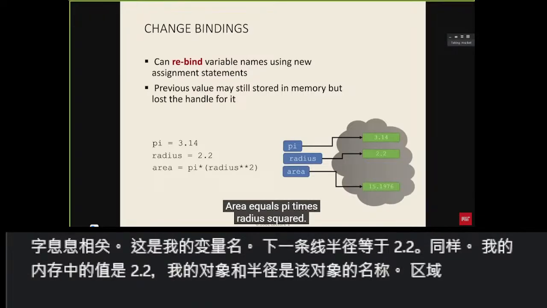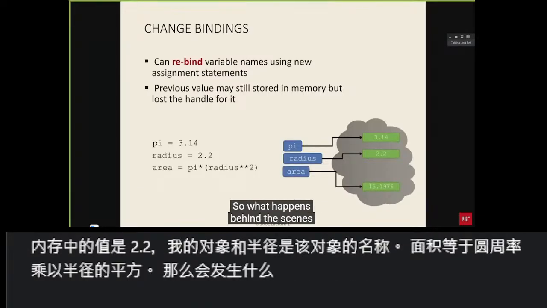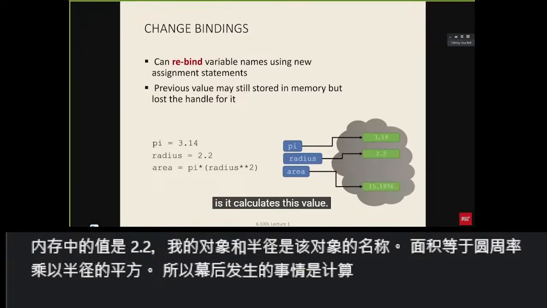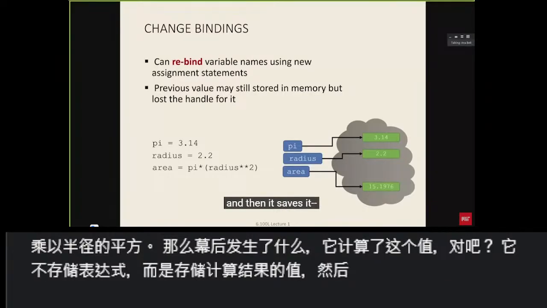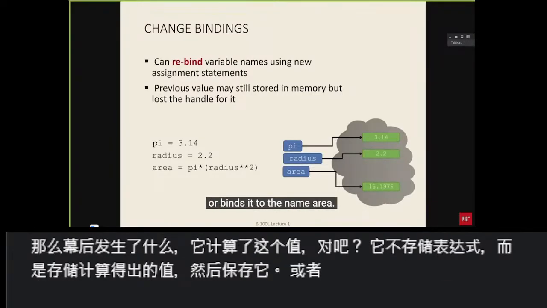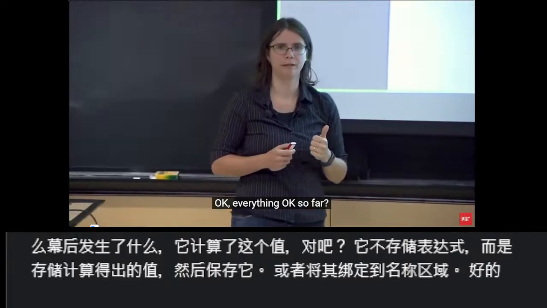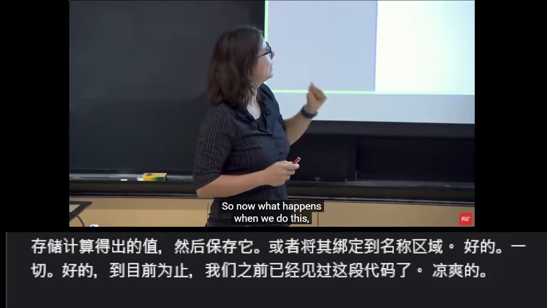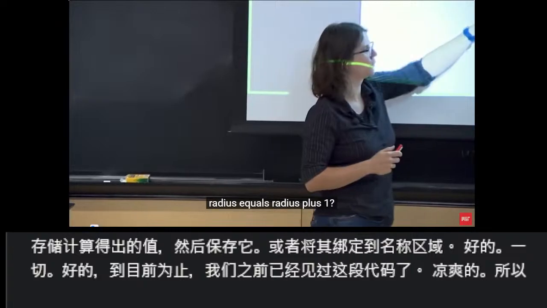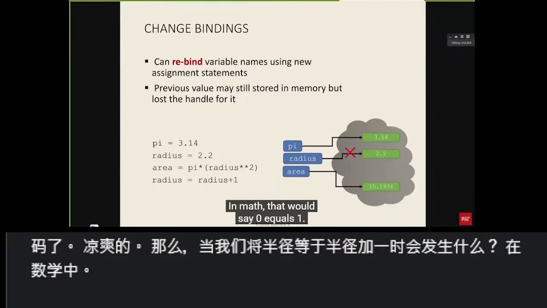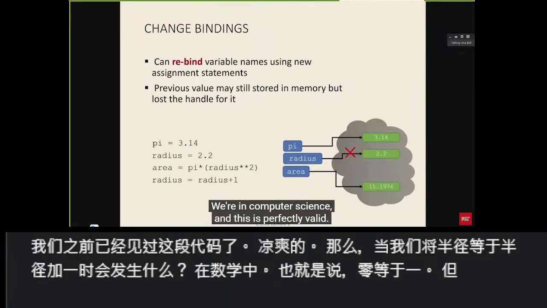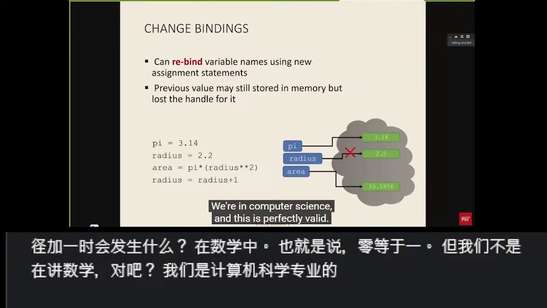Area equals pi times radius squared. So what happens behind the scenes is it calculates this value, right? It doesn't store the expression, it stores the value resulting from the calculation, and then it saves it or binds it to the name area. Okay, everything okay so far? We've seen this code before, cool. So now what happens when we do this? Radius equals radius plus 1. In math, that would say 0 equals 1. But we're not in math here, right? We're in computer science, and this is perfectly valid.